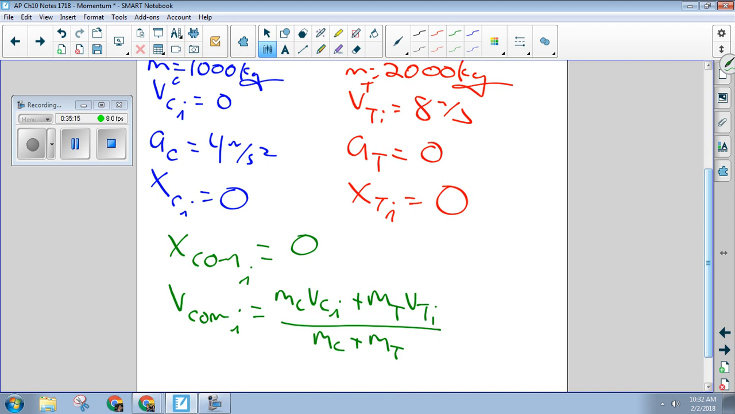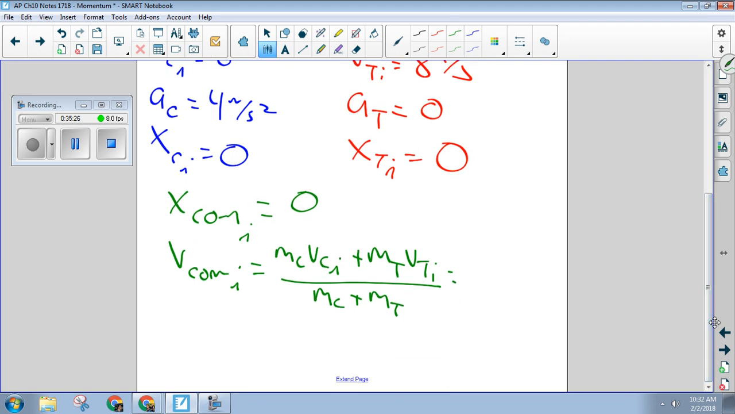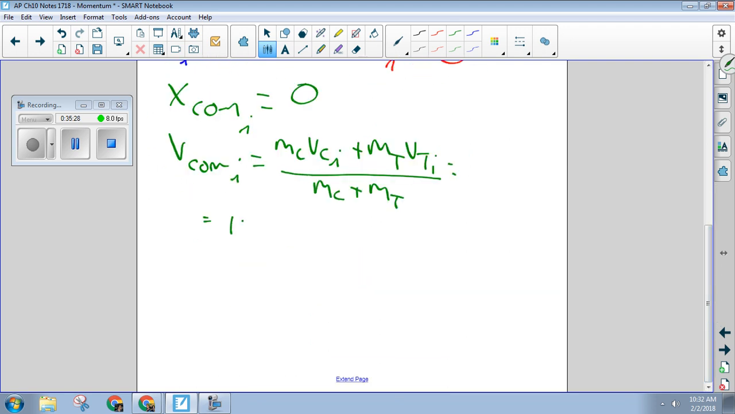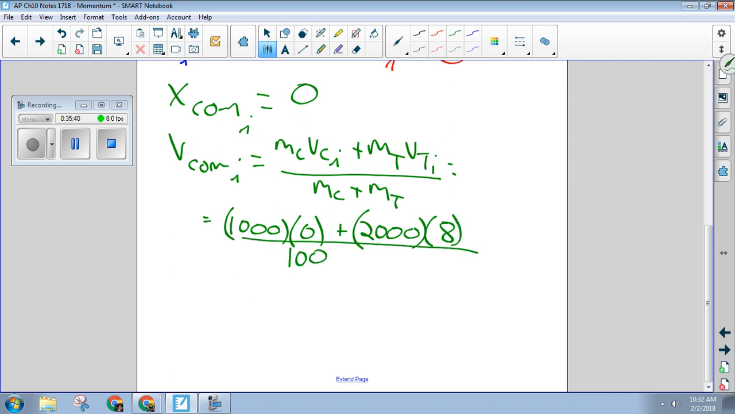Follow? So all I'm doing is a weighted average of these two velocities. Okay? So, let's see, the mass of the car is 1,000. The velocity of the car initially is 0, right? The mass of the truck is 2,000. The velocity of the truck initially is 8. Over 1,000 plus 2,000. So it gives you 5.33 meters a second.